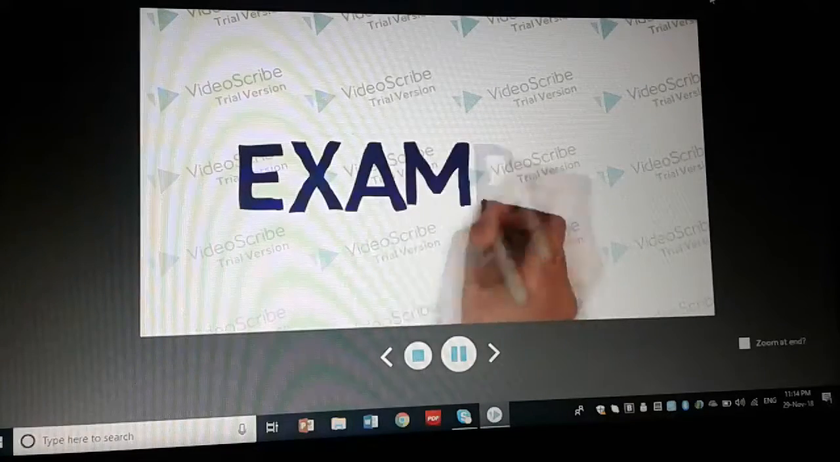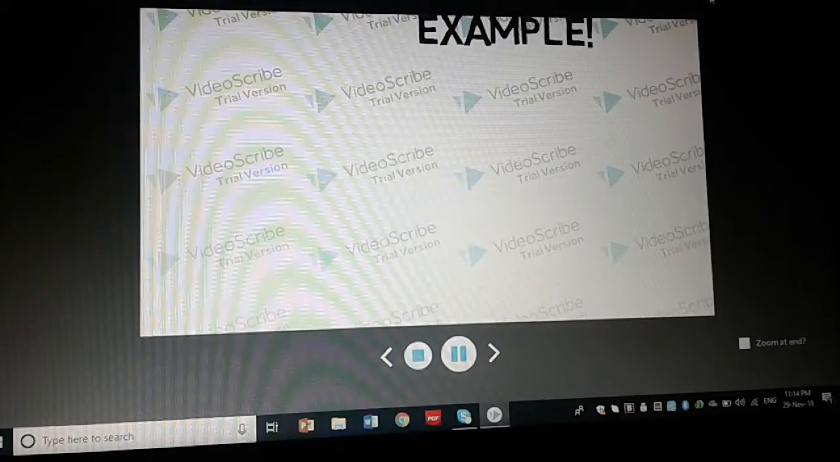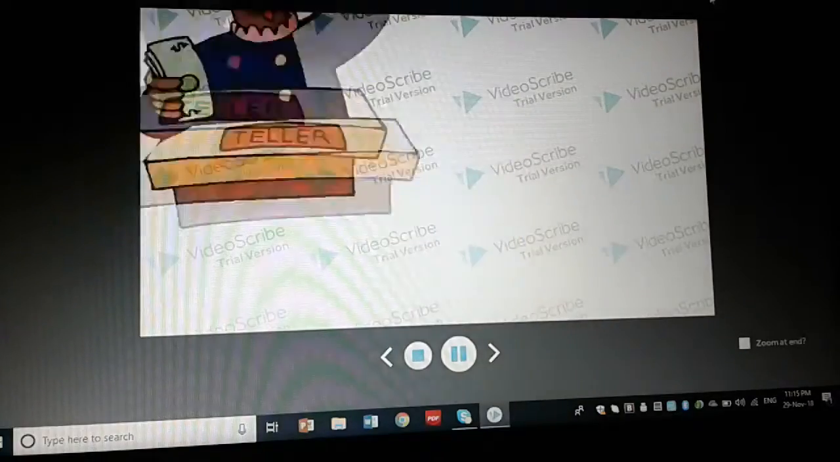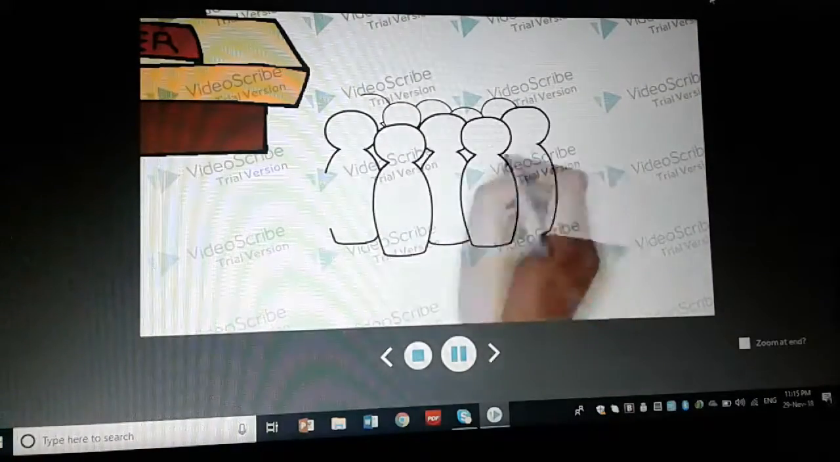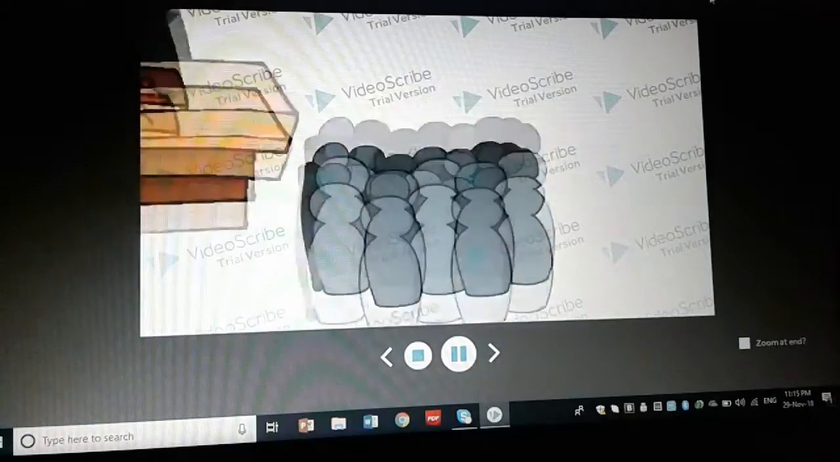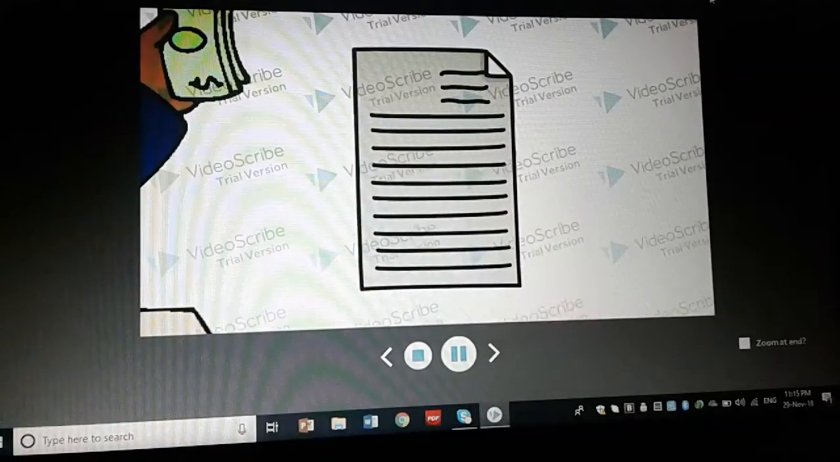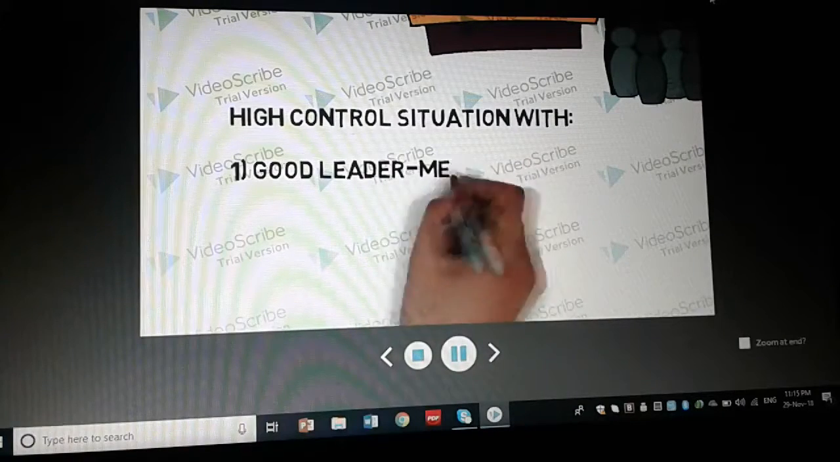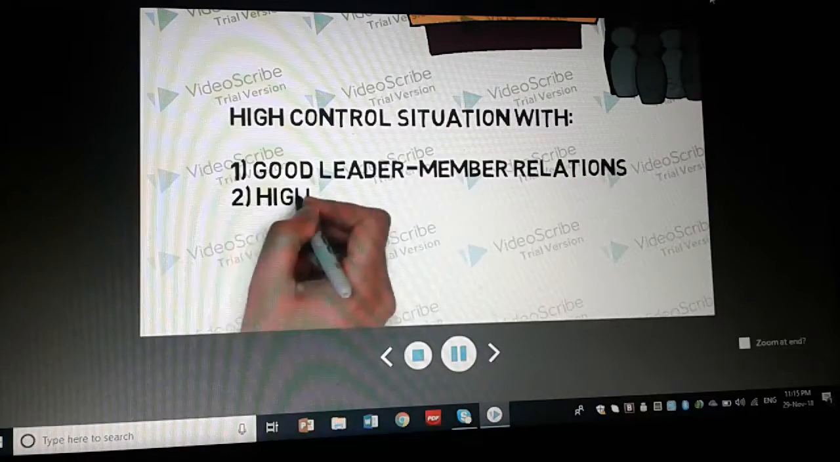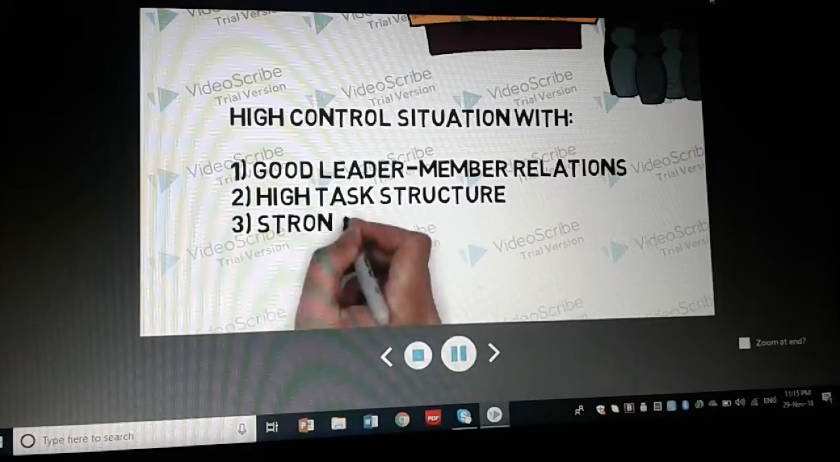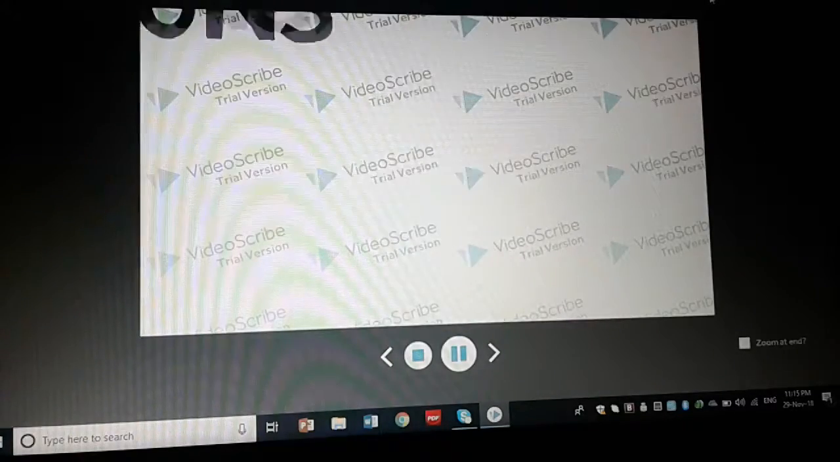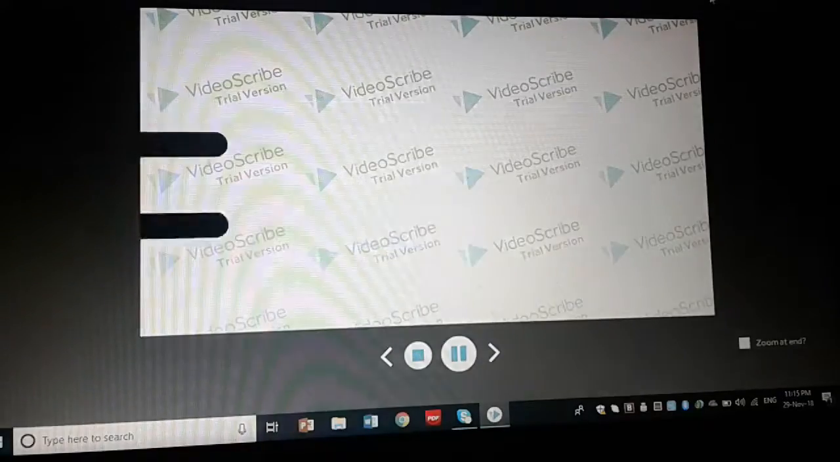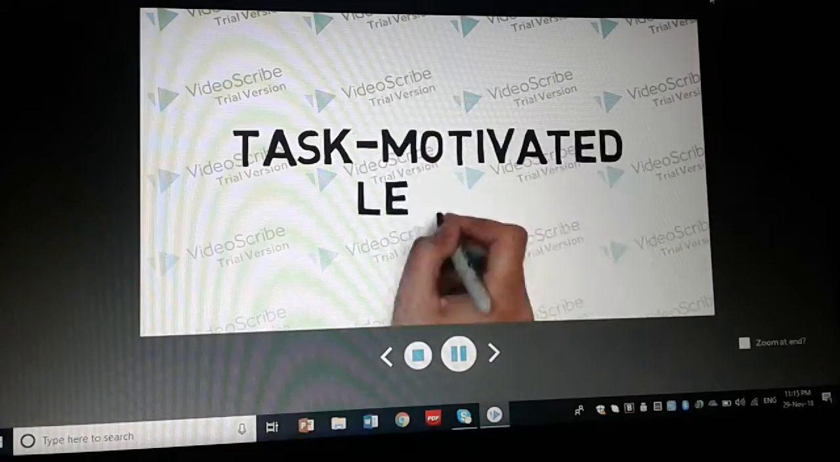There are several examples which can be used to show the different types of situations where each type of leadership style is required. For example, imagine you are the leader of a team of bank tellers. The tellers are highly supportive of you, and their job is very clearly defined regarding what must be done. You, as the leader, have the authority to evaluate their performance. This is an example of a high control situation, which consists of a good leader-member relationship, high task structure, and strong position power. Therefore, the most effective leadership style in this situation is the task-motivated leader.